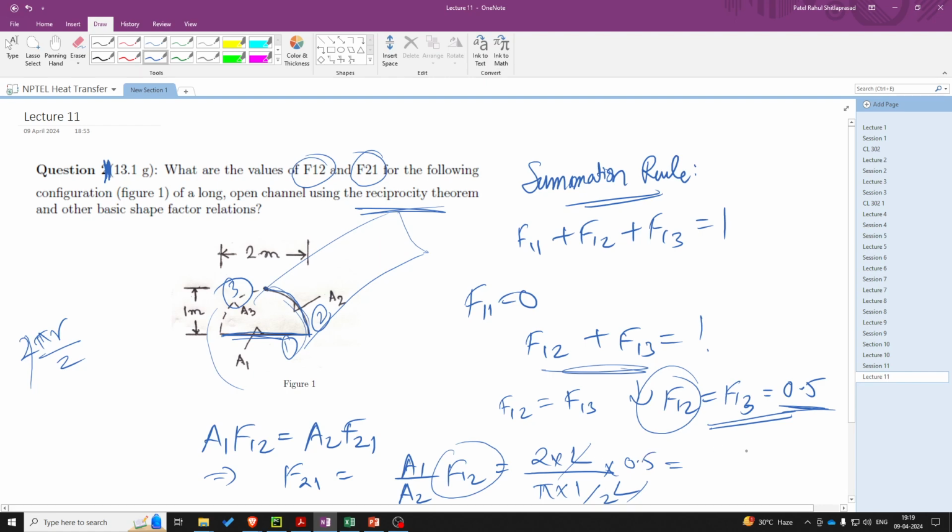So this will become 4 by pi into 0.5. So this you can calculate, 4 into 0.5 divided by 3.14. So this will be 0.636. So the value of F12 was 0.5, and the value of F21 we calculated as 0.636.